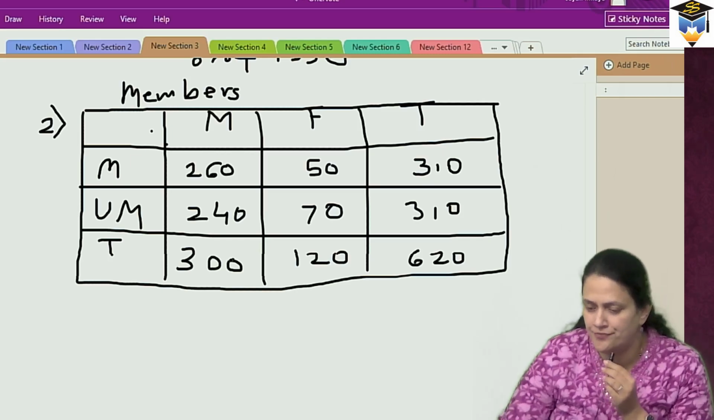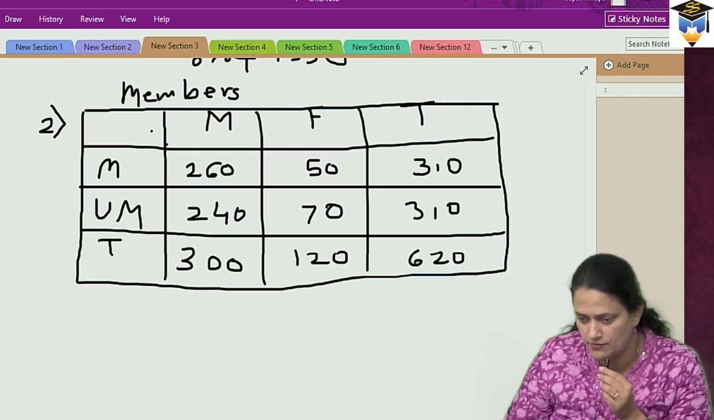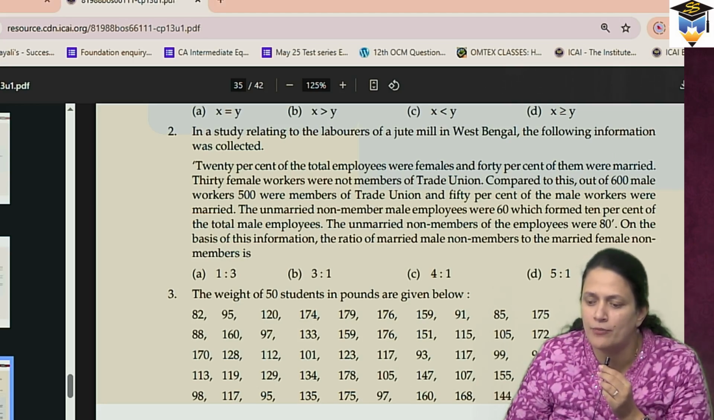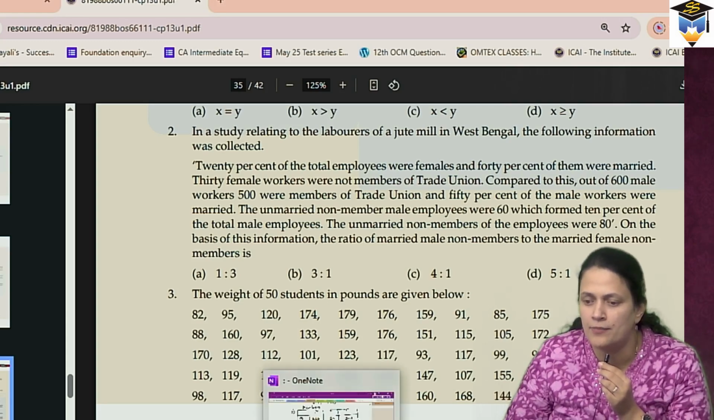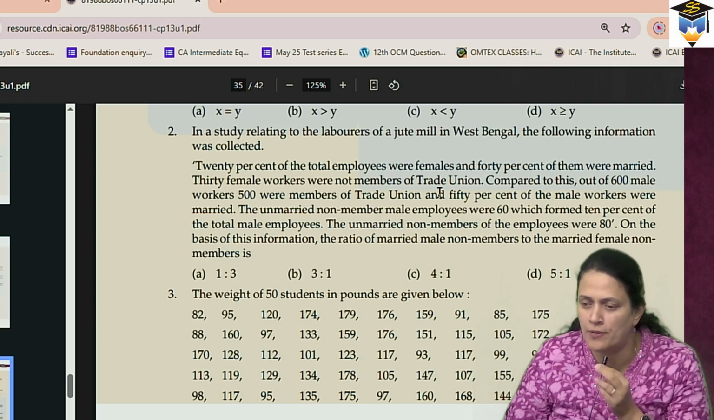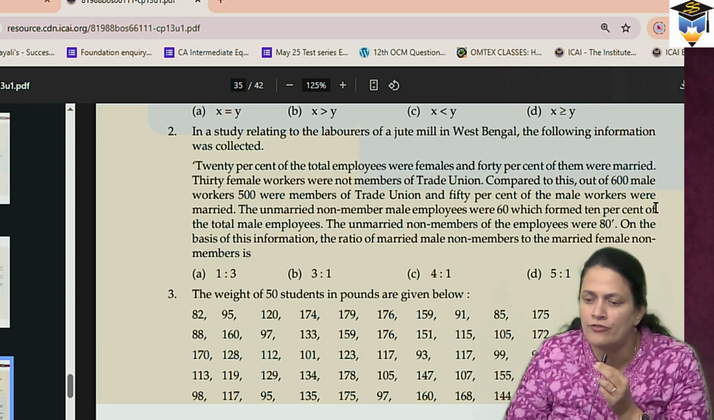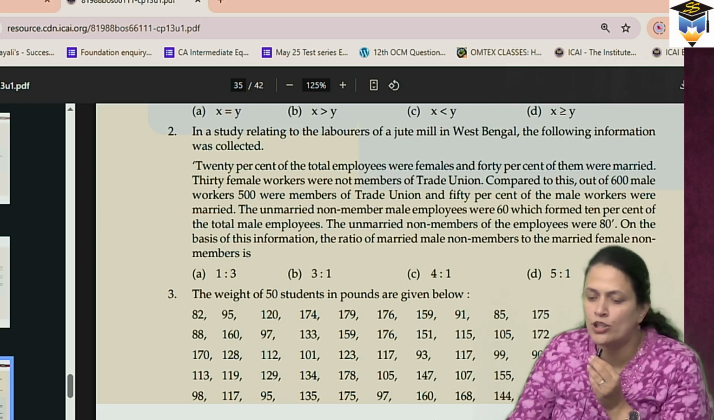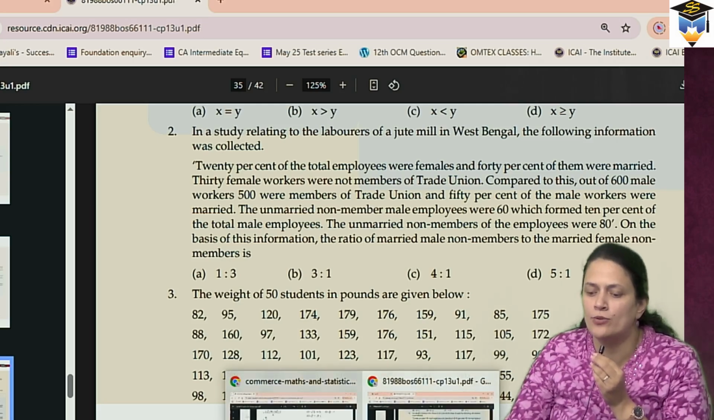So what is given? 20% of total employees were females and 40% of them were married. 30 were not members, so these are non-members. Compared to this, out of 600 male workers, 500 were members of the trade union. So 500 is the total number of males that is given to us.